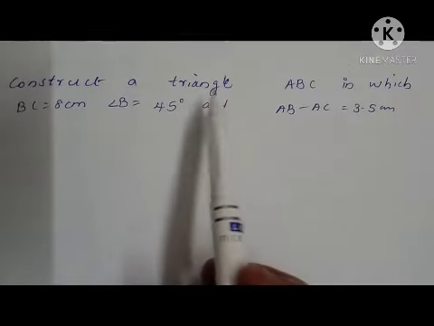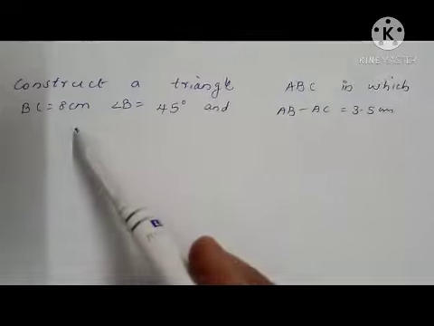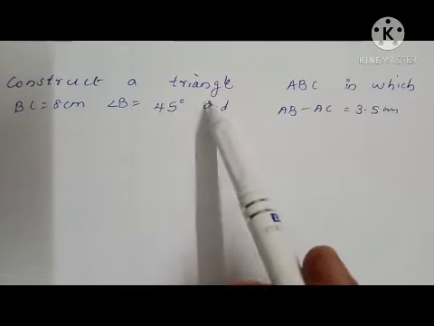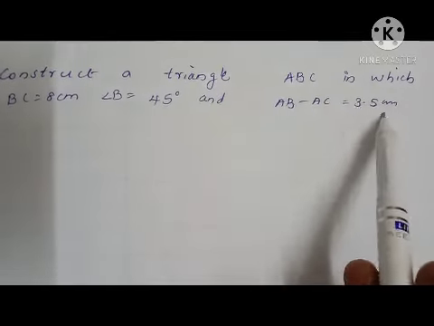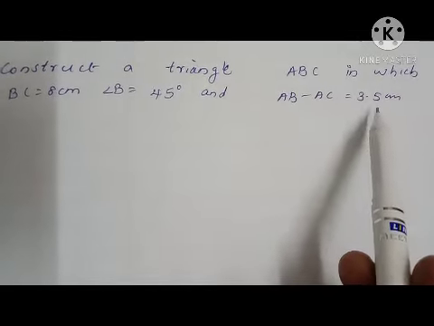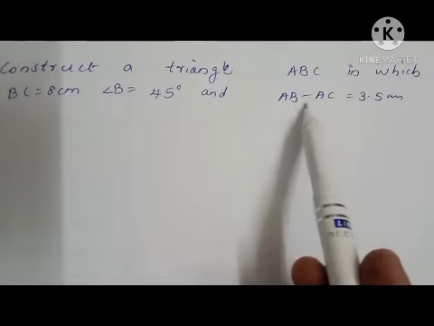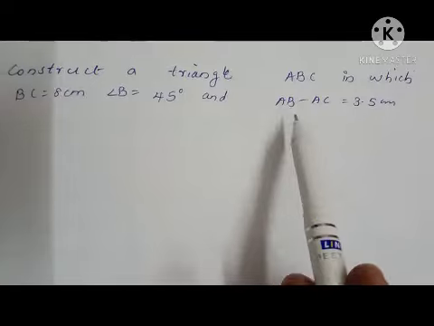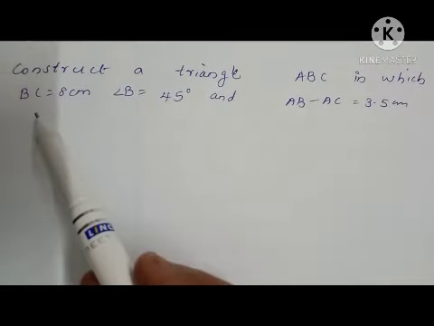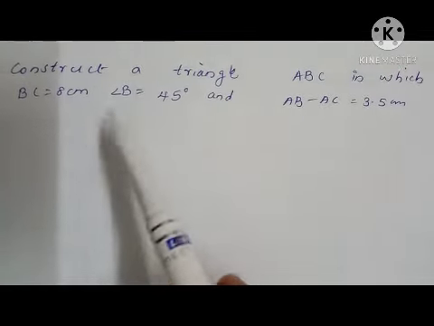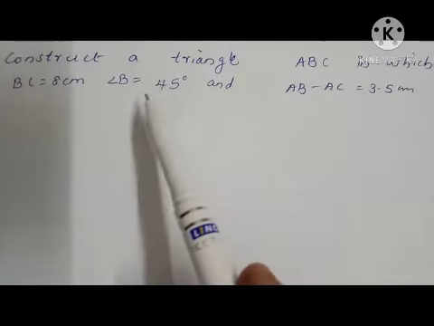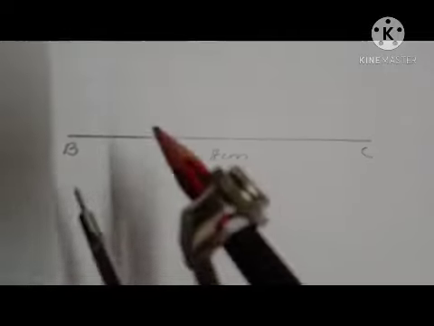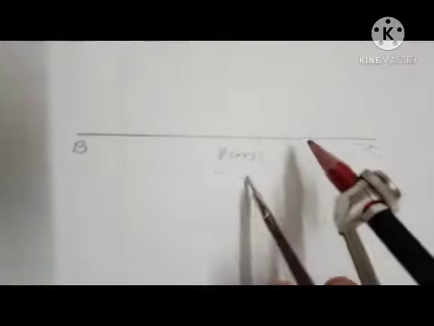Second question is, construct a triangle ABC in which BC equal 8 cm, angle B equal 45 degree and AB minus AC equal 3.5 cm. Okay. So here the difference of the two sides are given. Anyway, steps are same. Okay. For that first we have to draw the base BC 8 cm by using ruler. Then we have to construct a 45 degree angle at B.